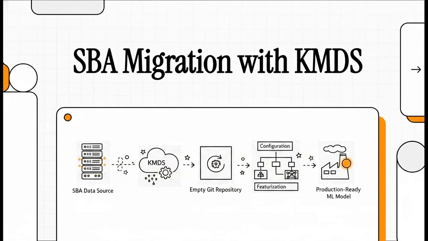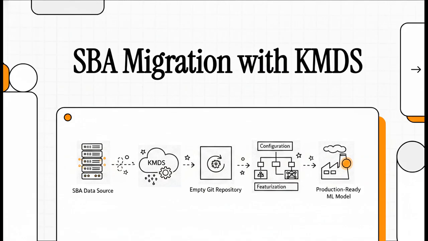Welcome to the Explainer. Today, we're taking on a genuinely fascinating and, frankly, pretty complex challenge: migrating small business administration, or SBA, data using knowledge management in data science, what we usually just call KMDS. Now, if you've ever found yourself staring at a completely empty Git repository, scratching your head and wondering, how on earth am I going to turn this blank slate into a fully functioning, production-ready machine learning model? Well, you are definitely in the right place.